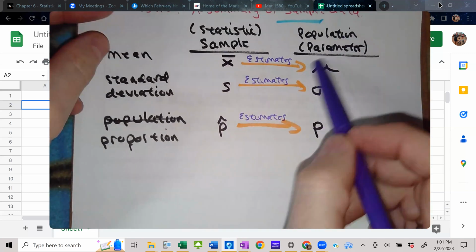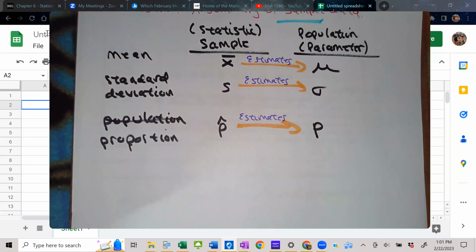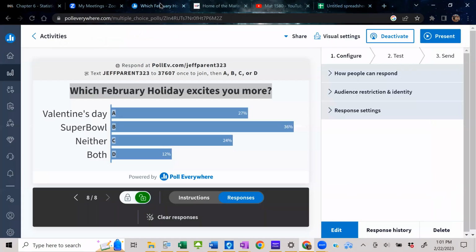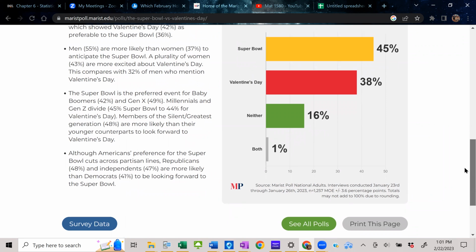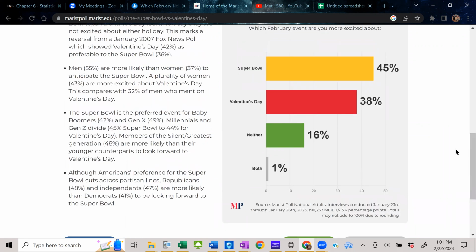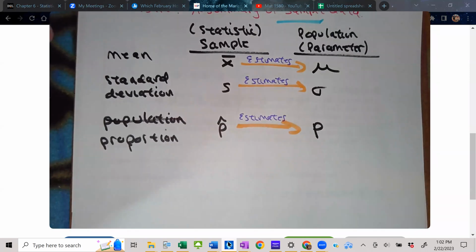Typically speaking, you can't calculate a population parameter. So the question that I started this class off with was, which February holiday means more? We could do a sample, and you can look at the nationwide sample. But would this be the exact thing that I would get if I talked to everybody? Maybe not. Now, is talking to everybody about which is your favorite February date, Valentine's or the Super Bowl, very practical? Probably not. So instead of talking to everybody, which requires a census and is next to impossible for us, the best thing that we can do is do a sample.